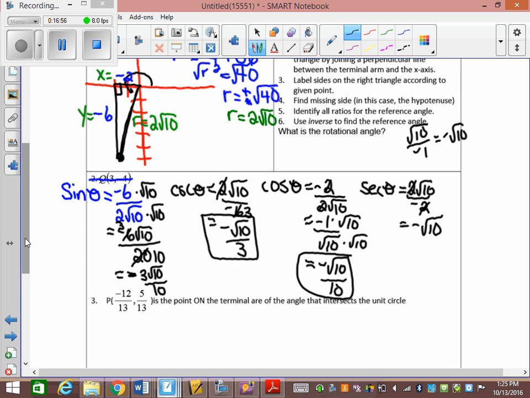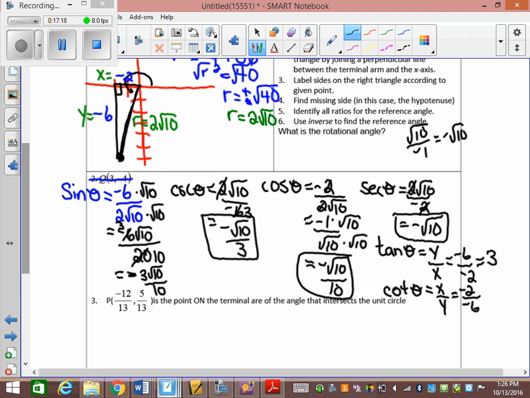You did do the 3 trig ratios last year where you were given a point and had to come up with the 3 basic trig ratios from a point. You also were given a point and had to come up with the rotation angle. You can use any of these to come up with the rotation angle, any of the 6 trig ratios. I wouldn't use the reciprocal ones just because it makes it a little harder to punch in your calculator. We need to find out whatever this angle is. When we find out what this angle is, what can we do to get the rotation angle?